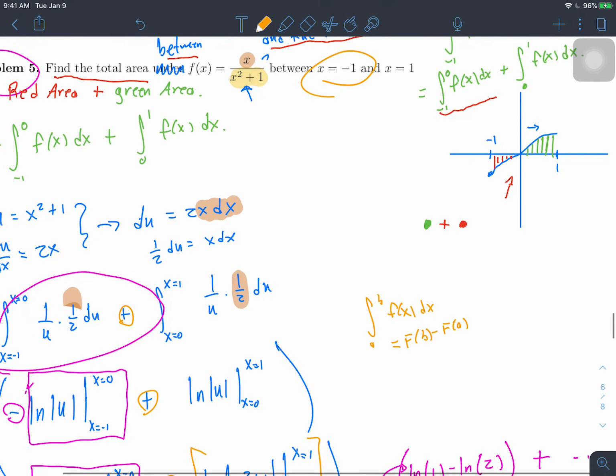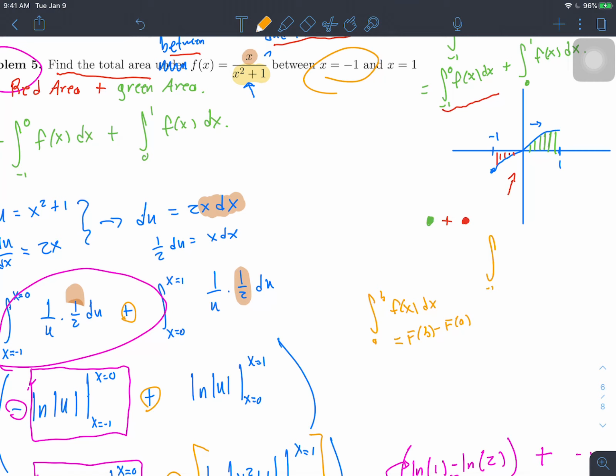Because guess what? If we had just done the integral from negative 1 to 1 of f of x dx, we actually would have gotten 0, because those two areas are actually going to cancel each other out. They're symmetric. That's what we call that.